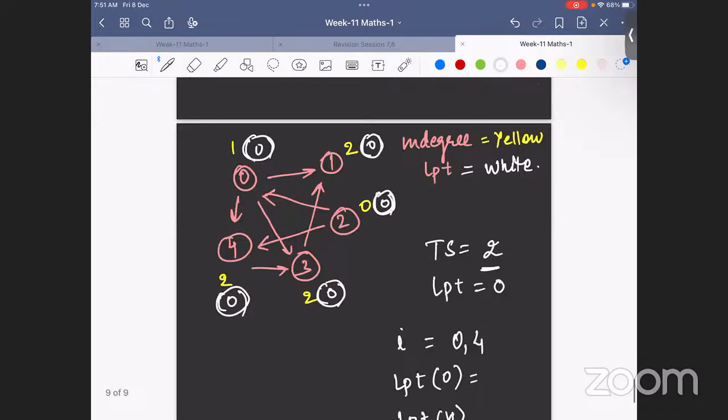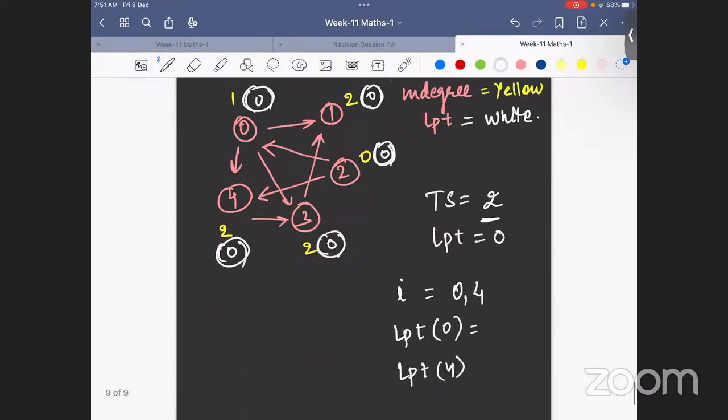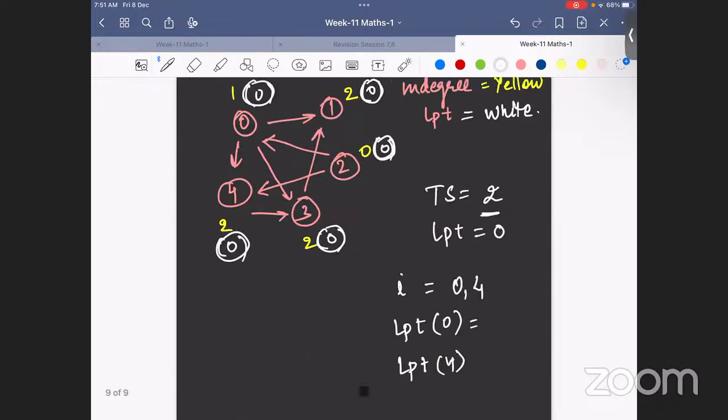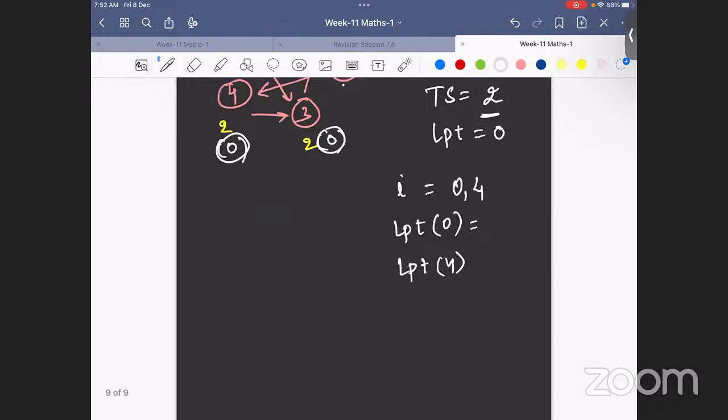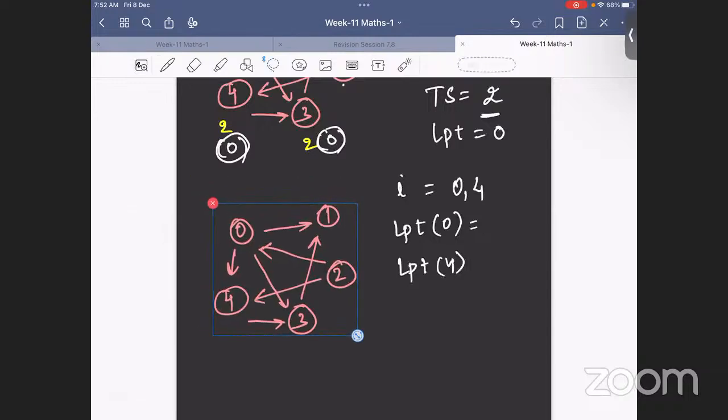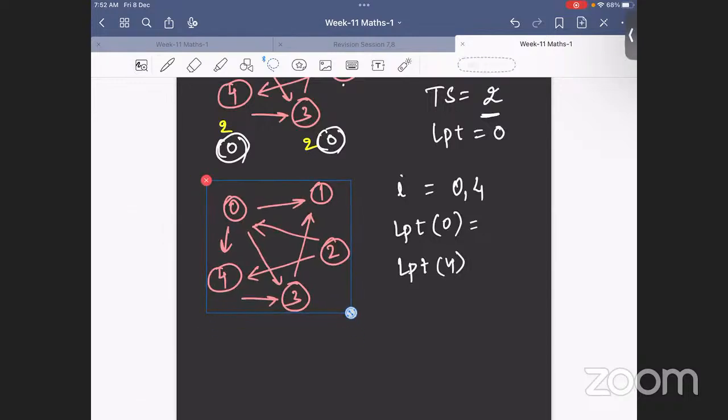I told you how you'll be updating. See, the steps are pretty simple. Whatever DAG has been given to you, first you have to write the in degree, and then for the longest path you have to initialize everything with 0. Now you have to choose the vertex with in degree 0. So you have chosen 2. Okay. Now you can remove the 2 here. I can remove it here. You can remove 2 from here.